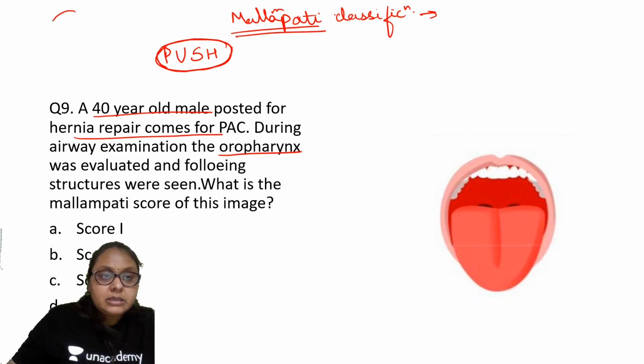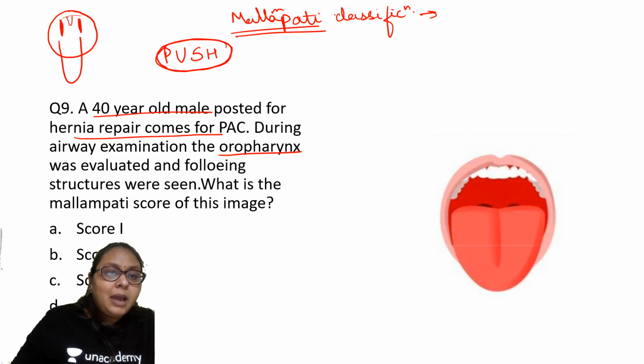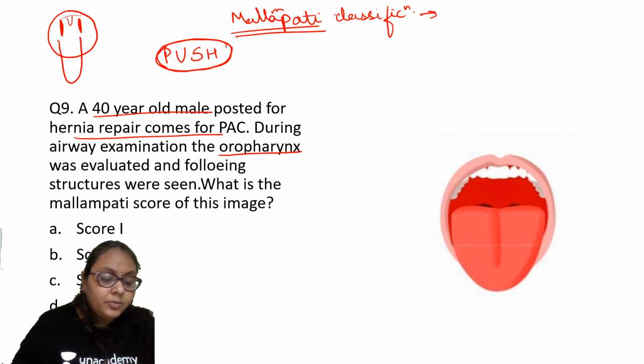So if this is the diagram, this is the oropharynx. This is the tongue. Behind that, what will we see? We will be able to see the soft palate, the pillars, the two pillars. Okay, the uvula, soft palate and the hard palate. I'm sorry, I'm not very good with the diagram. Soft palate, and then we will be able to see the hard palate.